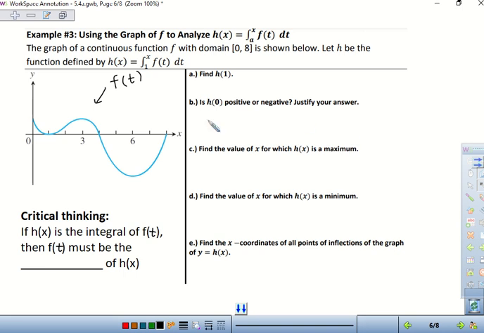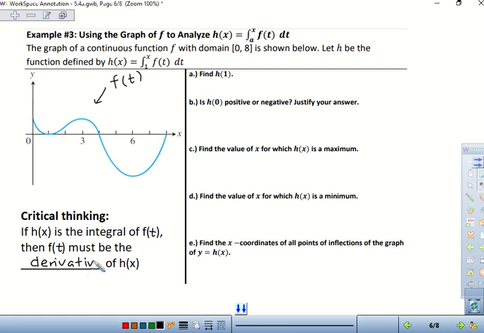So all it's saying is when you take the antiderivative of f of t, it becomes h of x, right? So therefore, if h of x is the integral of f of t, then f of t must be the integral, is antiderivative, right? You're close. The derivative.